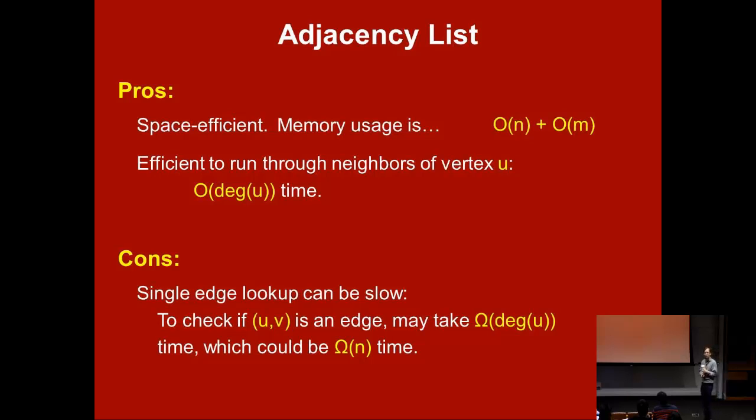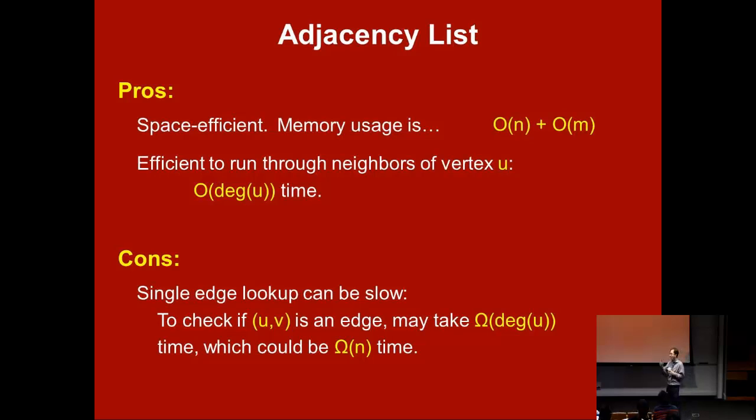Cons? Downsides? Yep. Very annoying to code. It's certainly worse than adjacency matrix, yeah. It's not so bad if your language has built-in list structure, but if it doesn't, then it's probably annoying, yeah. Someone else?